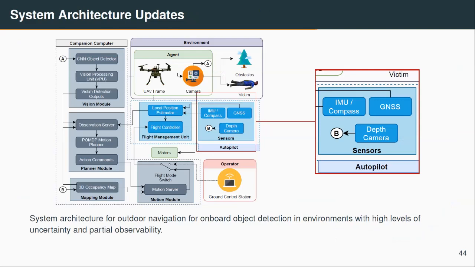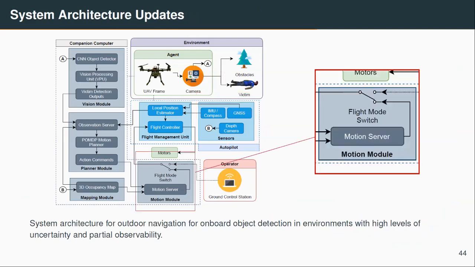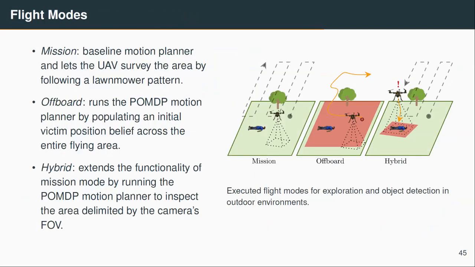So updates in the system architecture, in this case, include that now we have the use of GPS as part of the sensors to estimate the position of our UAV. And a second upgrade is the development of an extra module, the motion module. The reason behind this is that I formulated three flight modes for the experiments.